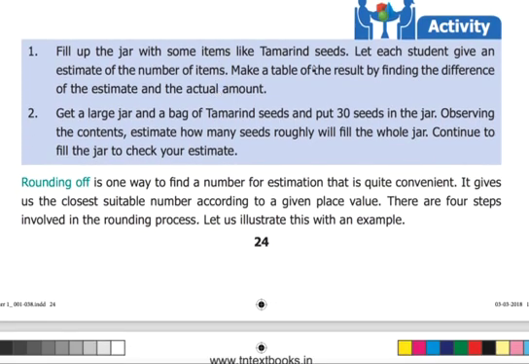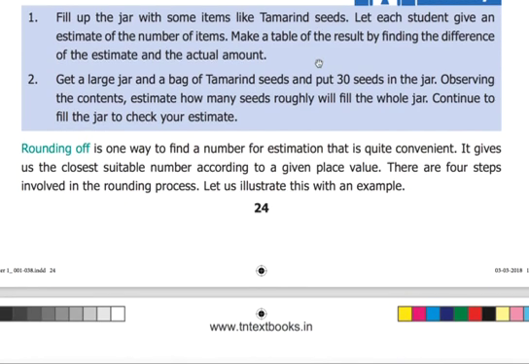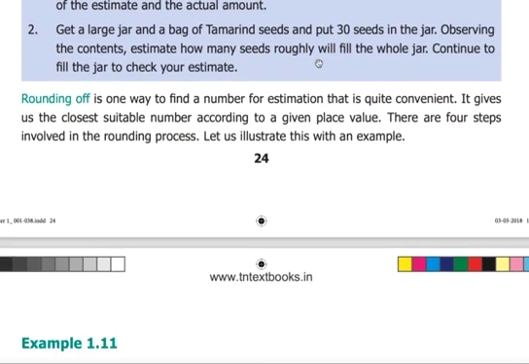Fill up a jar with some items like tamarind seeds. Let each student give an estimate of the number of items. Make a table of the results by finding the difference between the estimate and the actual amount. Rounding off is one way to find a number for estimation that is quite convenient. It gives us the closest suitable number according to a given place value. There are four steps involved in the rounding process. Let us illustrate this with an example.